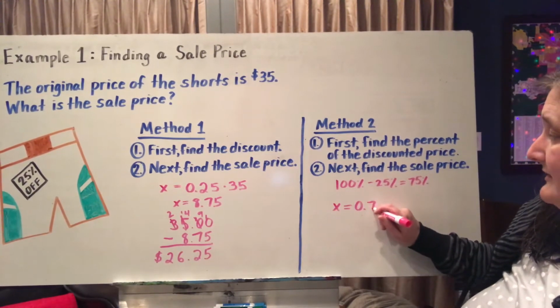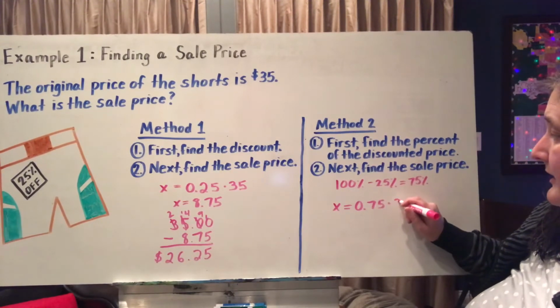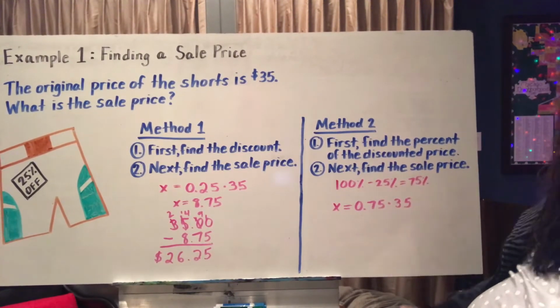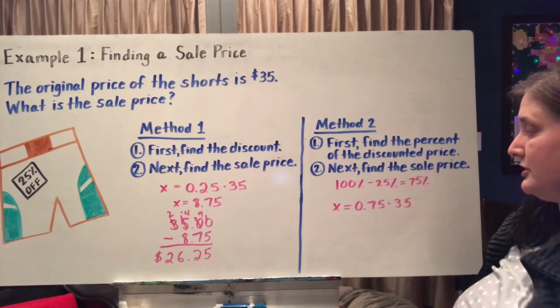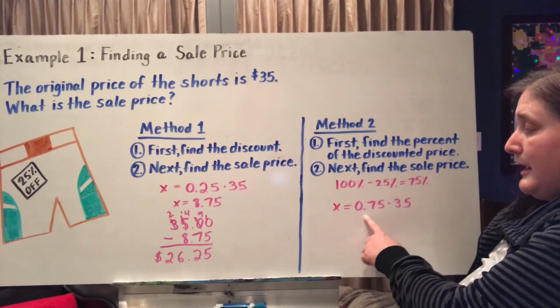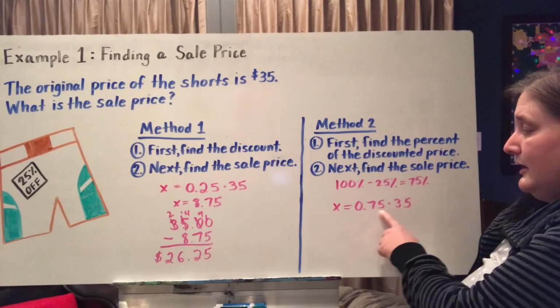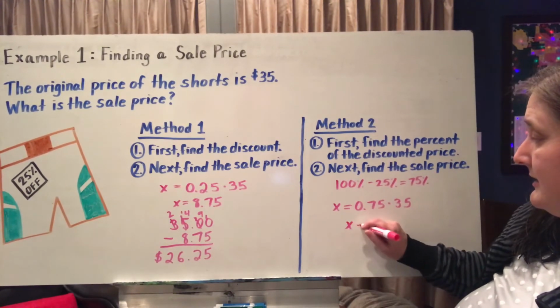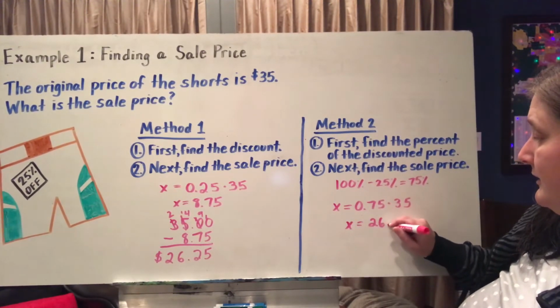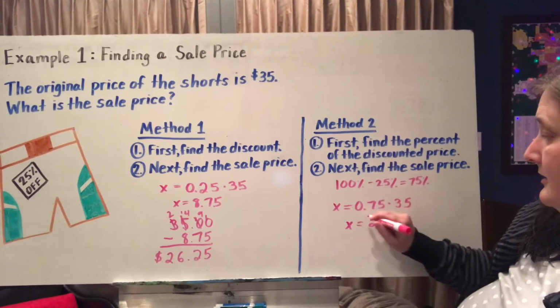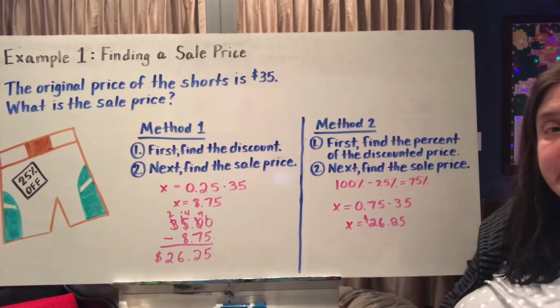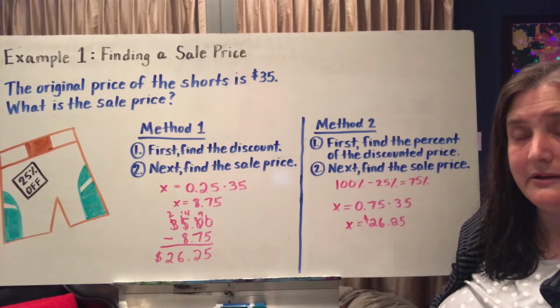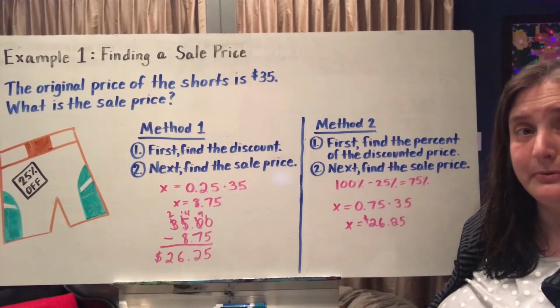So what I'm going to do now is figure out that sale price. I'm going to figure out what is 75% of 35. So I'm doing an equation. You can also do it in a proportion. So I'm doing my 75% as a decimal times my total, $35, and I get x equals 26.25. So two different methods. I get the same answer each way. You can choose whichever method you prefer.